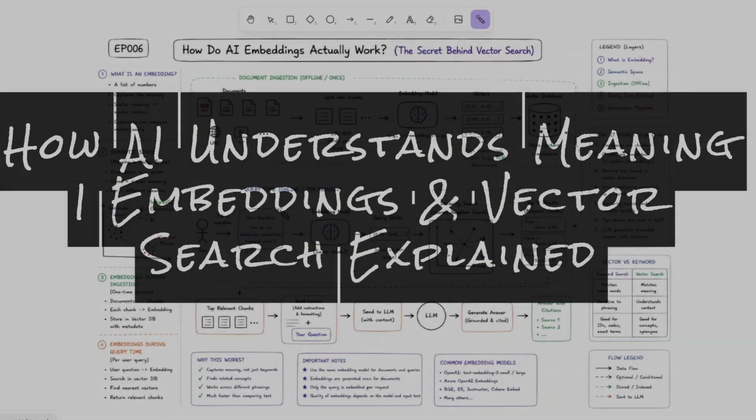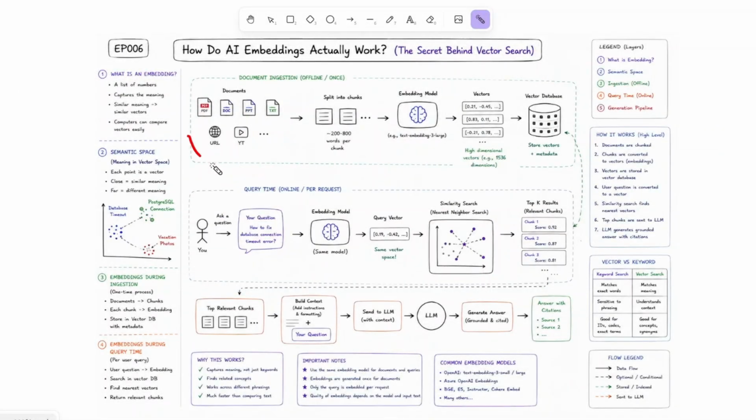Imagine you have millions of document chunks. When you ask a question, the AI doesn't scan every sentence looking for matching words. Instead, it searches something completely different, vectors. Every chunk has already been converted into a numerical representation called an embedding. These embeddings allow the system to search by meaning instead of just matching text.